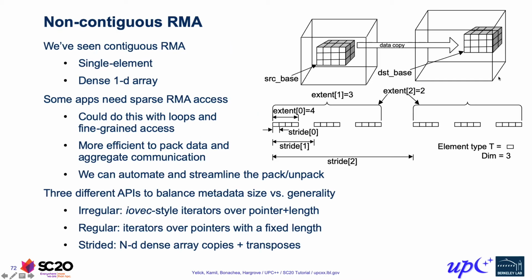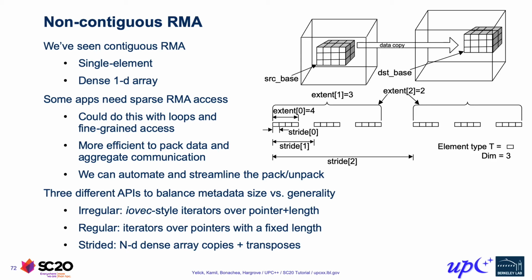One final feature I want to talk about is non-contiguous RMA. So we looked at just a contiguous case where you have a source pointer and a destination pointer and a count of elements, and it does a contiguous transfer from the source to the destination memory. So this is sufficient for the 1D Jacobi example that we saw. However, if you're doing Jacobi in higher dimensions, then the ghost data is actually strided, as opposed to just being a one-dimensional contiguous piece of data. You could implement this with just standard rput or rget, using a loop and fine-grained access, but it can be much more efficient to pack the data and aggregate the communication. We actually have a facility in UPC++ to do this automatically.